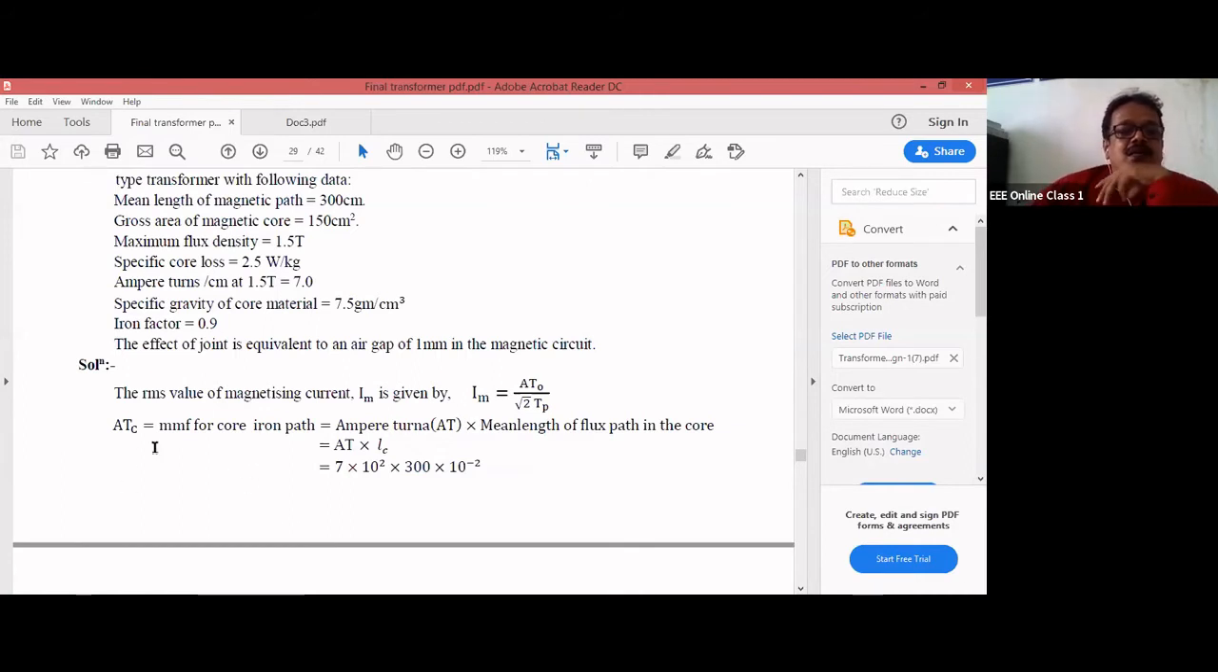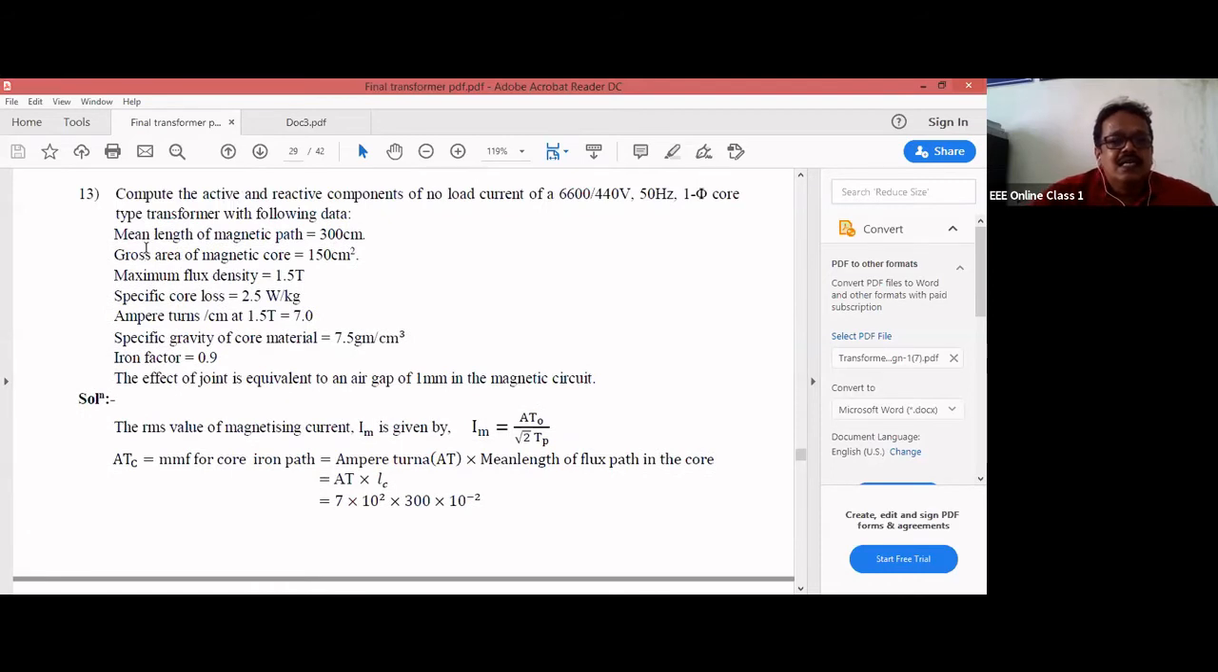Okay. So first, let us calculate the ampere turns of the core. MMF for the core iron path is equal to ampere turns AT per unit length times the mean length of the flux path in the core. It is given here that the mean length of the flux path is 300 centimeters. Ampere turns per centimeter at 1.5 T is equal to 7. Core part means the 2 limbs, and then you have the yoke part. So ATC, MMF for the core iron path, is 7 into the mean length of flux path in the core, which is 300 centimeter.